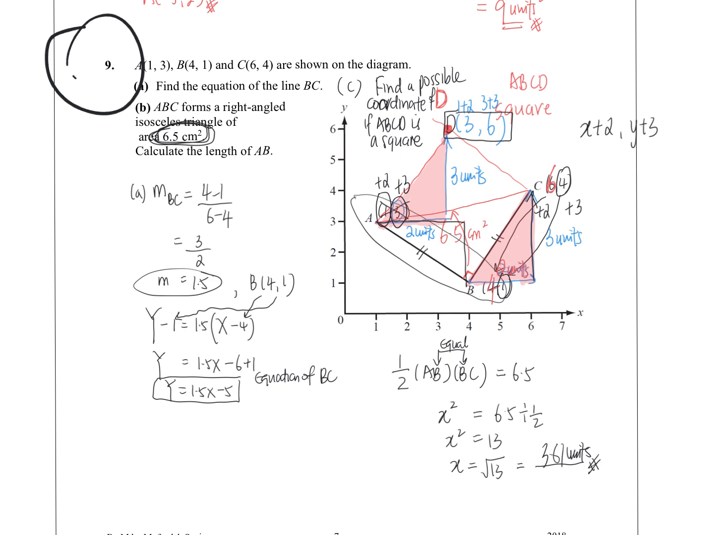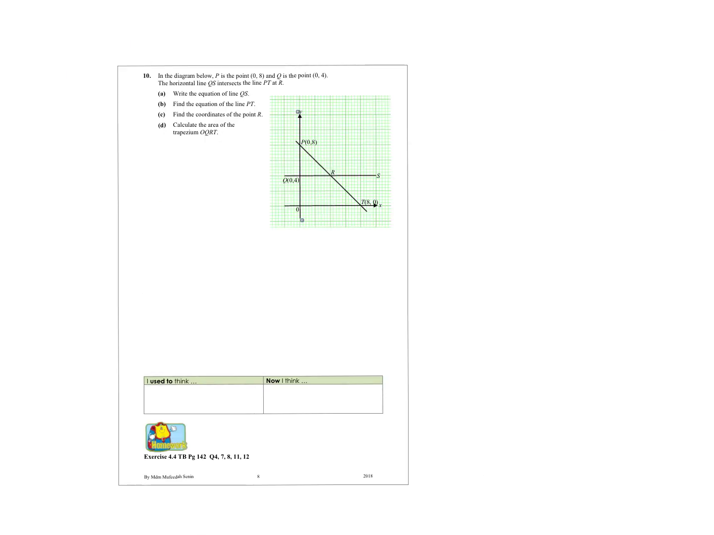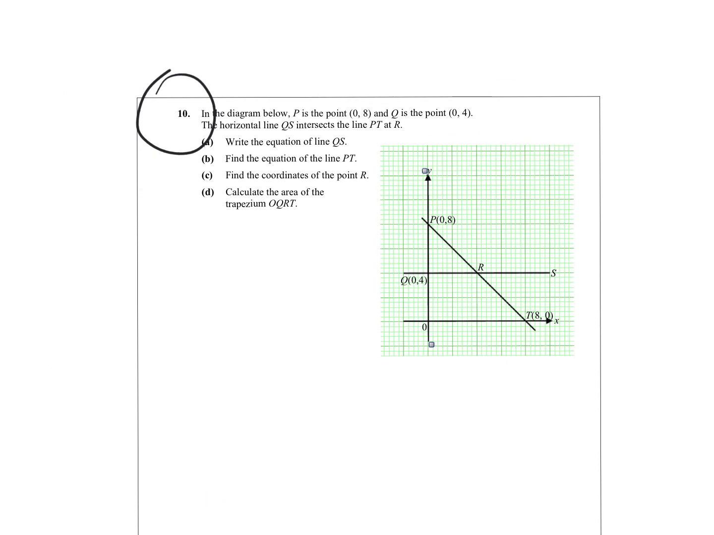Okay, then one last one. Done? That was not me. Is this the last one? This one? Or not yet? Okay, this one, last one.